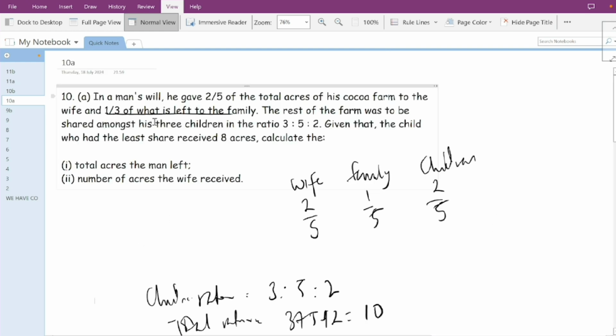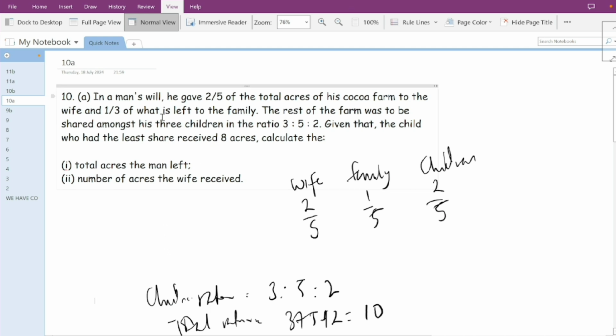A quick recap. In a man's will, he gave 2 over 5 of the total acres of his cocoa farm to his wife and 1/3 of what is left to his family. Yeah, this line is very technical. You have to be very careful what you do with this line. 1/3 of what is left to his family.